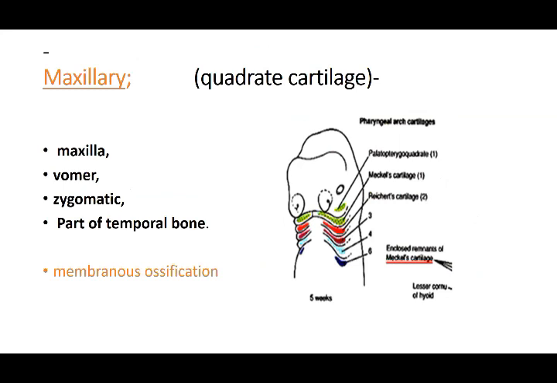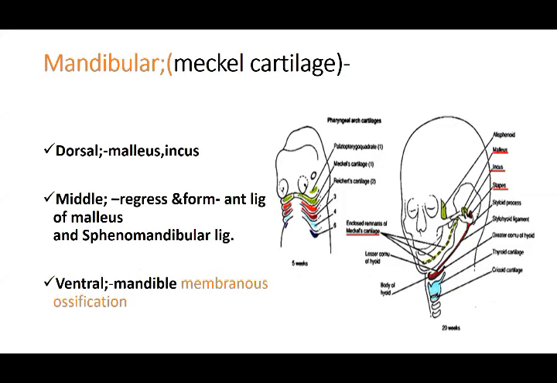The maxilla is going to be formed by intramembranous ossification, right? The maxilla is being formed by the membranous ossification. The rest is going to be formed by the cartilage that is there. So the maxillary bone is membranous ossification. The other is the Meckel's cartilage. The Meckel's cartilage is basically the mandibular arch, that is the mandibular process. The cartilage it contains is called the Meckel's cartilage.